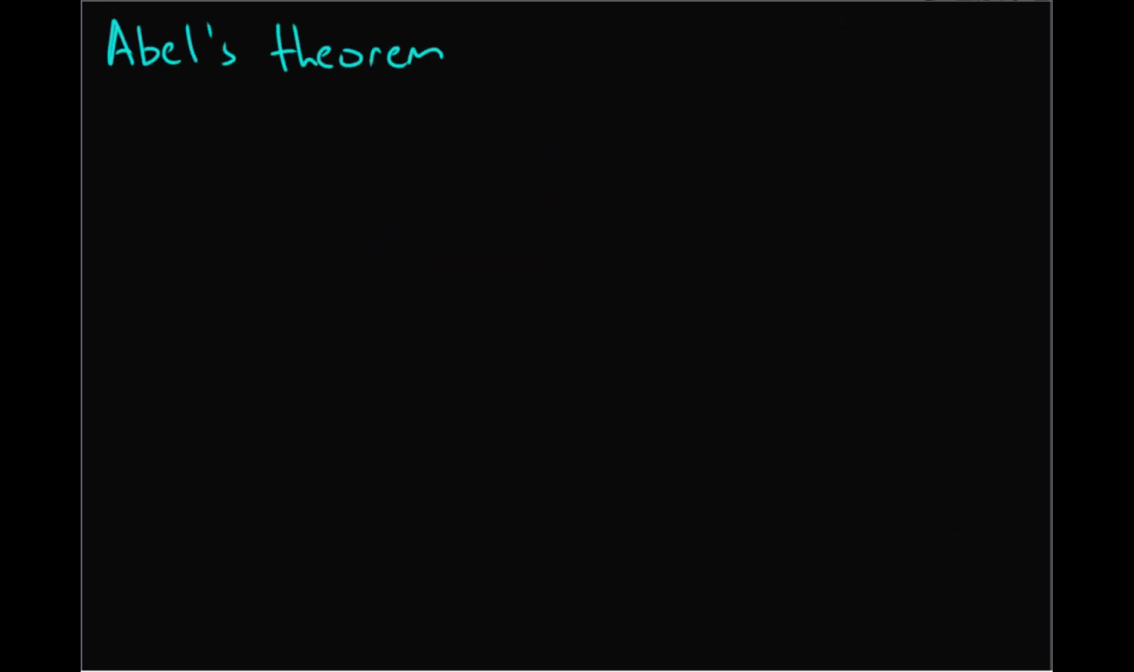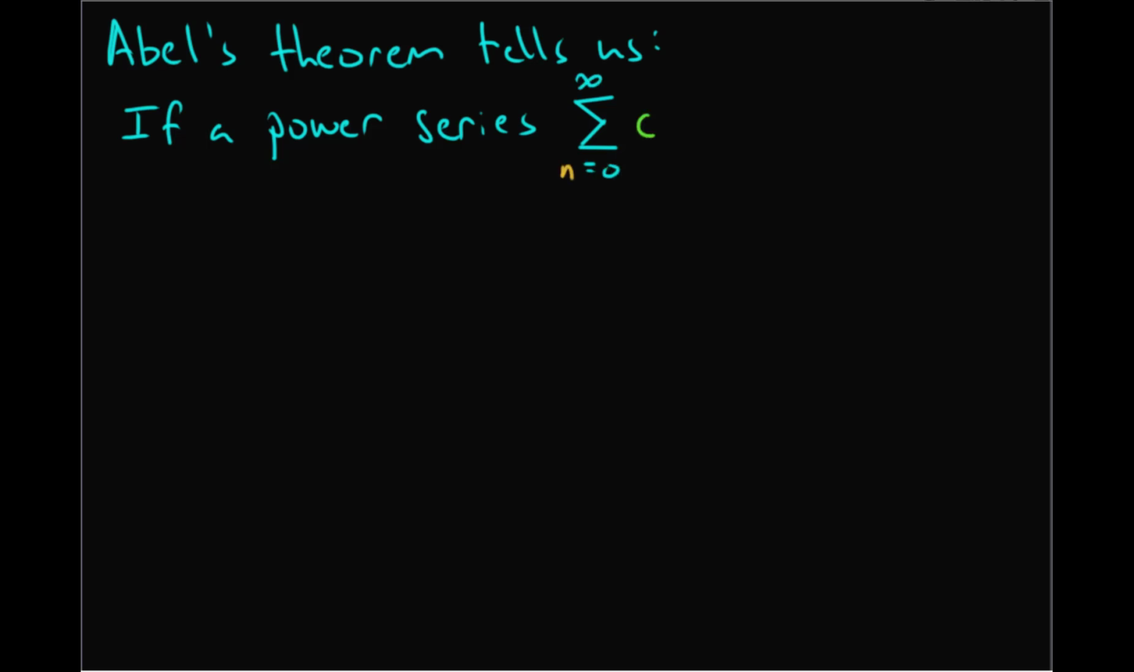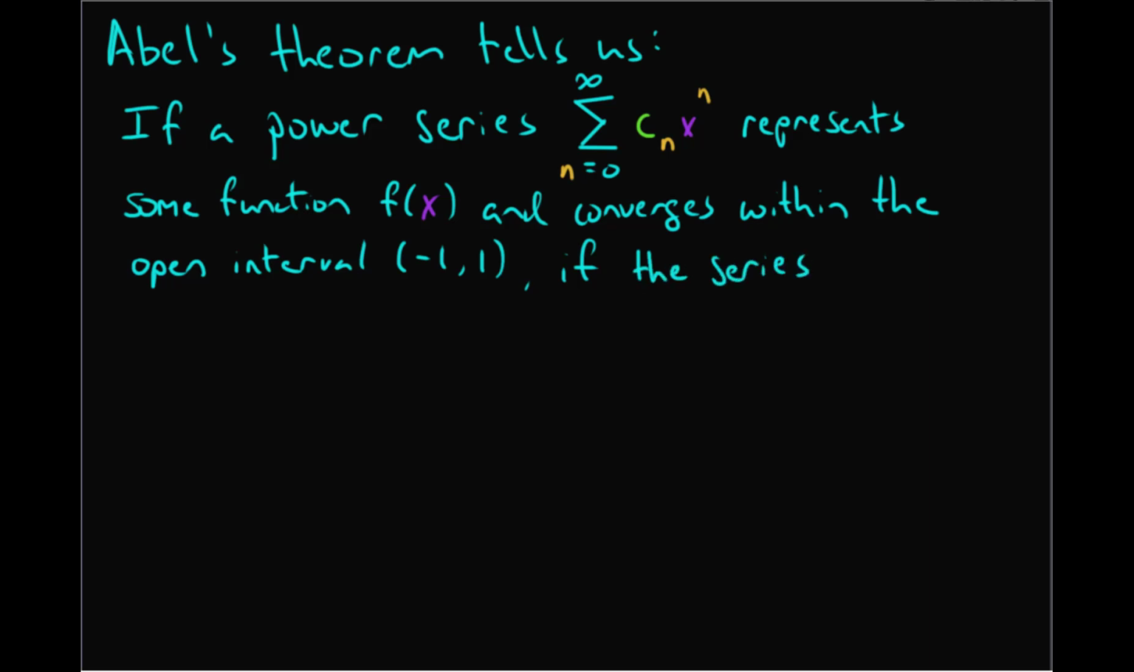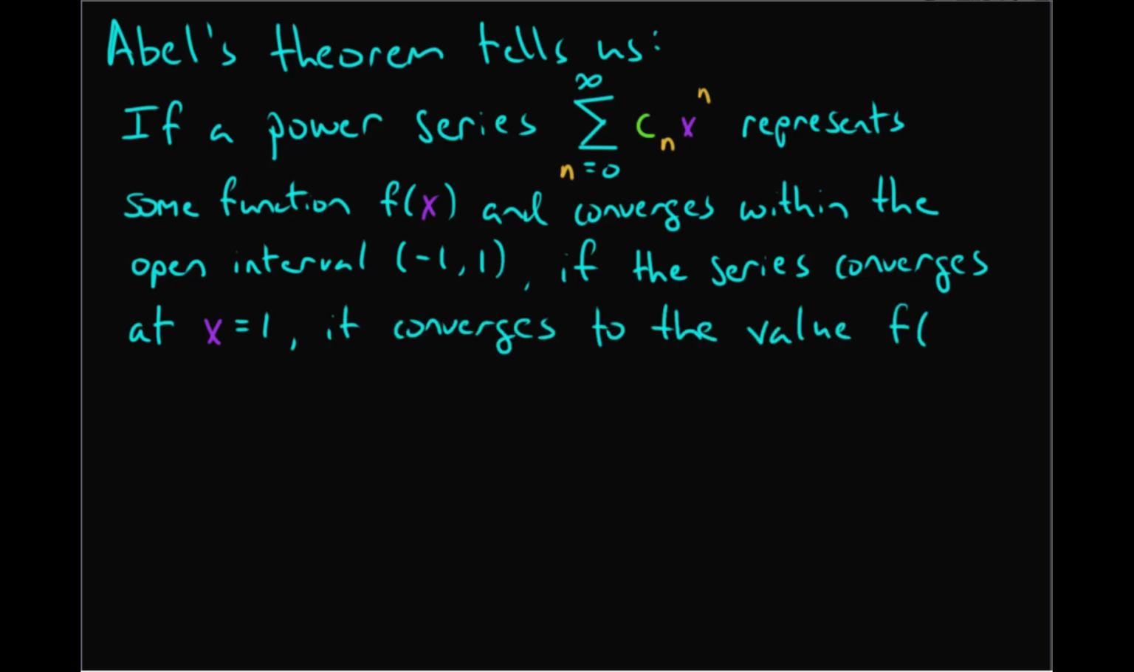So what does Abel's theorem have to do with Abel's summability method for divergent series? Well, Abel's theorem tells us that if a power series, which can be written as the sum from n equals 0 to infinity of c sub n times x to the n, represents some function f of x and converges within the open interval from negative 1 to 1, then if the series still converges also at the boundary at x equals 1, the value it converges to is what we would expect. It converges to f of 1.